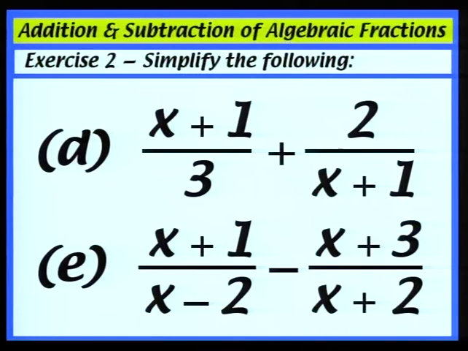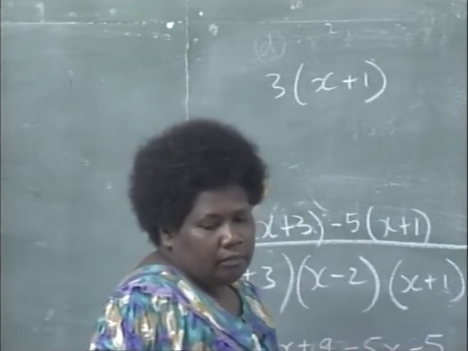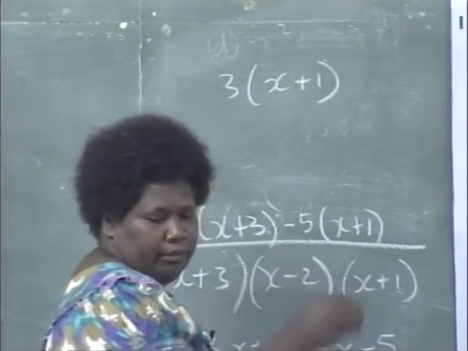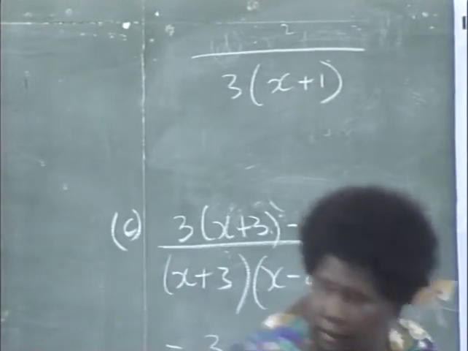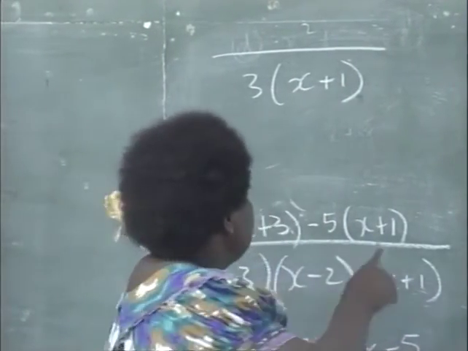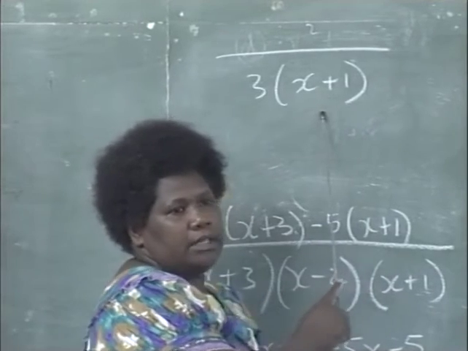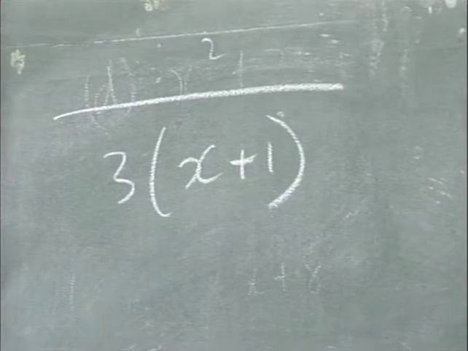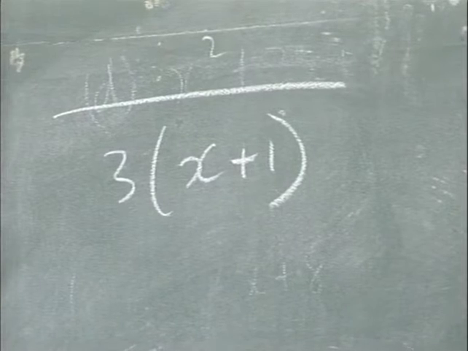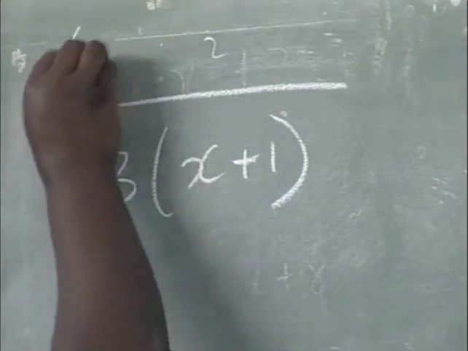All right, number 4, the LCM is clear. You can tell that it's 3 times x plus 1 because there's nothing common about the two of them. When I divide this LCM, which is 3 times x plus 1, by 3, I'm left with x plus 1. So I multiply x plus 1 by this x plus 1, and it's going to be x plus 1 squared.